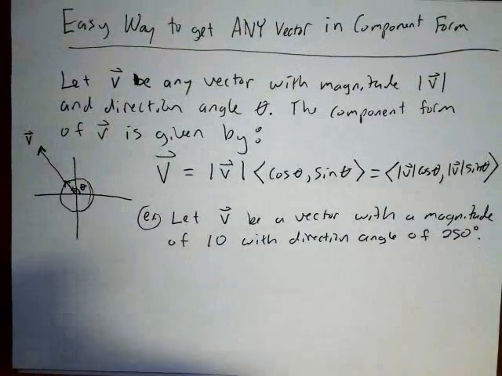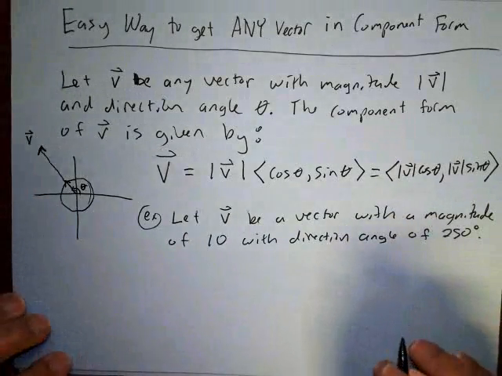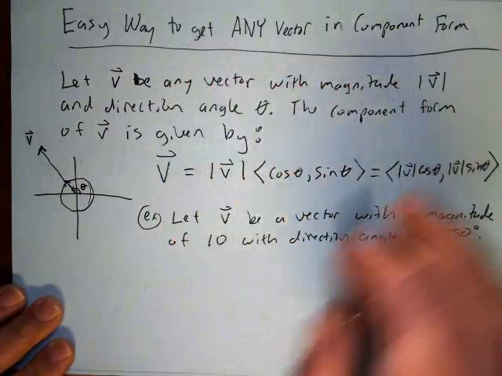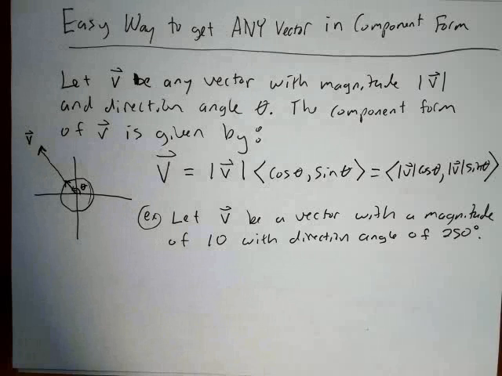Okay, this is the video that you've all been waiting for, even if you didn't realize it. This is basically an easy way to get any vector into component form. And the beautiful thing about this is when a vector is in component form, it's very easy to find the sum of the vectors, to find the resultant force or the resulting velocity or any of those applications. It's very easy because you just have to add components.